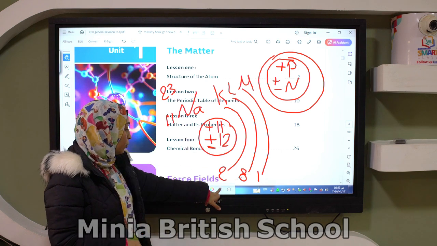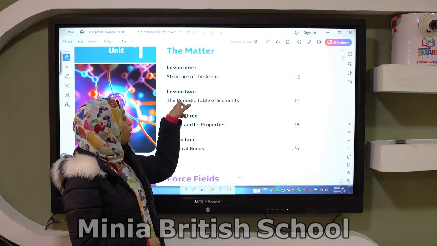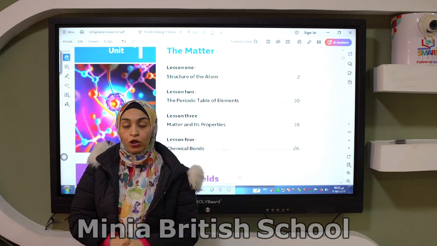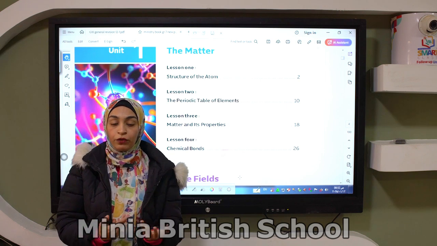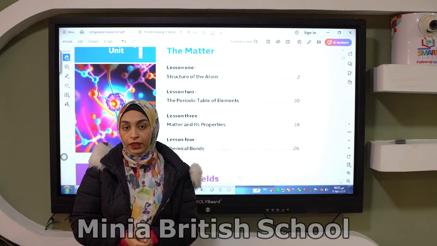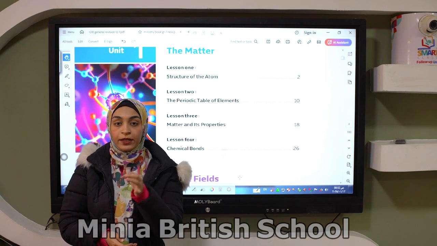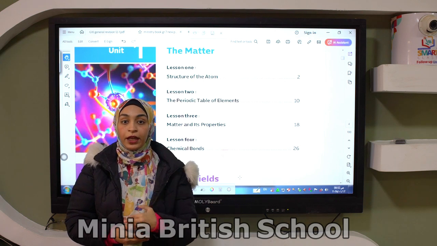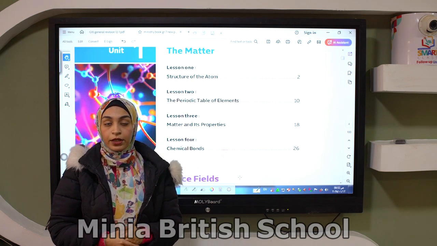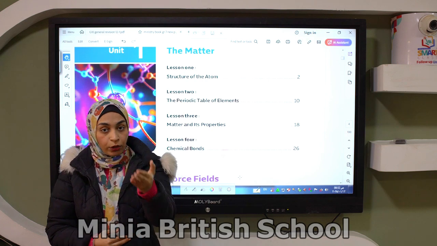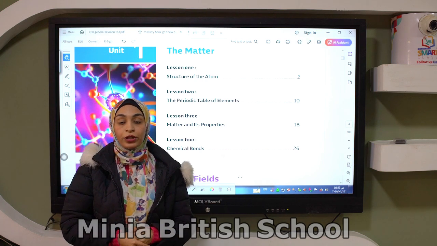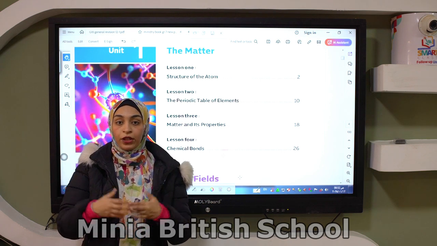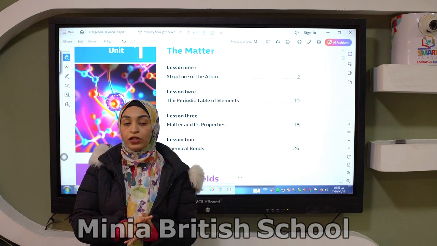Then we talked about lesson 2, the periodic table of the elements. When we started this lesson, we talked about the classification of elements by a scientist called Mendeleev, who arranged elements in ascending order according to their atomic weight, while Moseley arranged the elements according to their atomic number, and also added the zero group, which is known as the inert gases, as the last group.